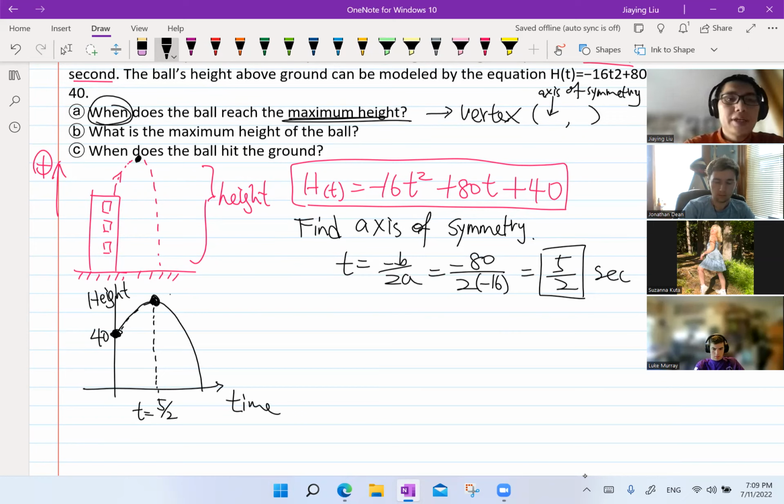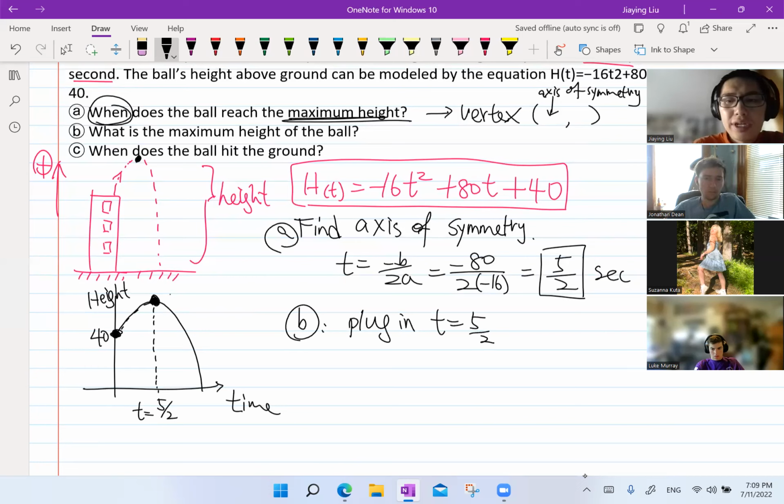And B says, what is the maximum height of the ball? So what is this maximum value corresponding to this vertex? Well, in that case we have to take the t value and put it into the equation. So for B, we need to plug t equals 5/2 into the function.